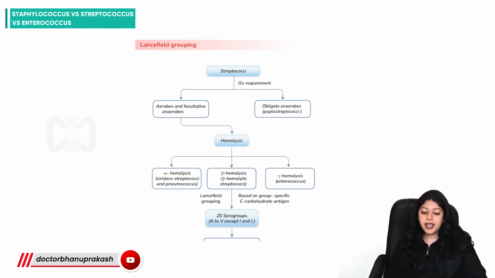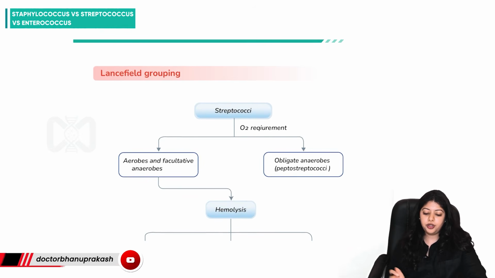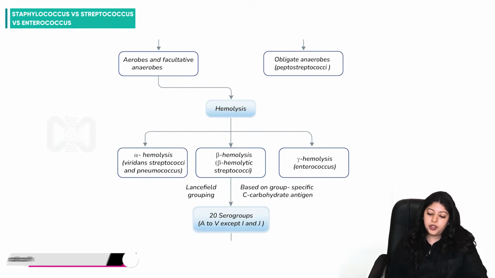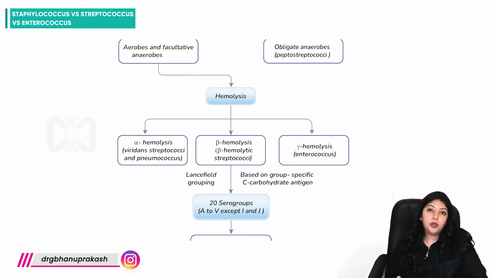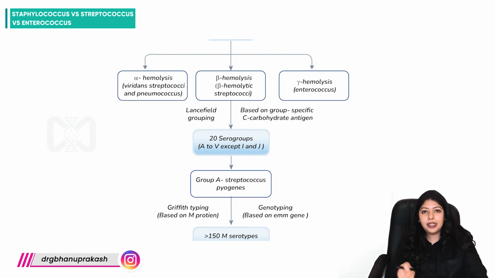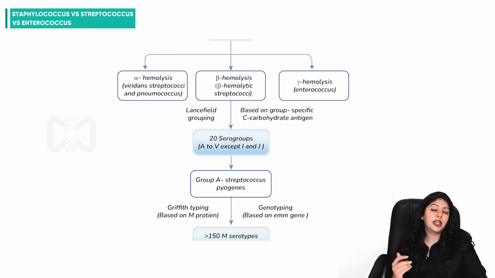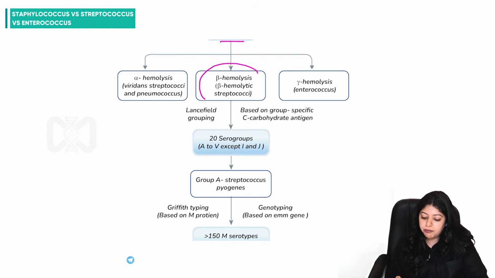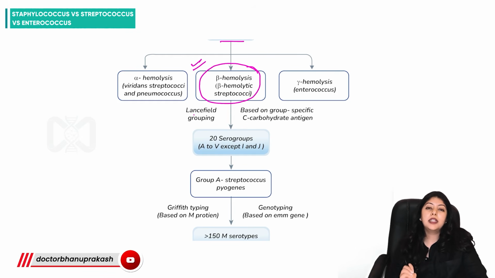Now moving on to the next section of this session, the Lancefield grouping. Lancefield grouping is done for streptococcal species, right? Coming to Lancefield grouping, we have already discussed that the first thing we are going to look for in any gram-positive bacteria is the catalase test, and the next thing is the hemolysis.